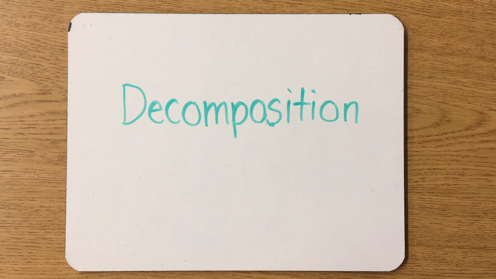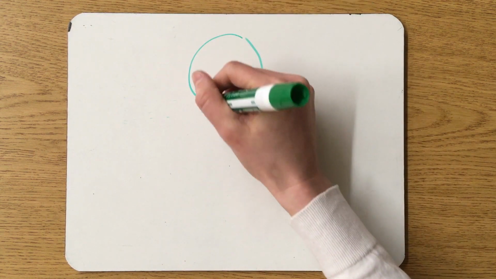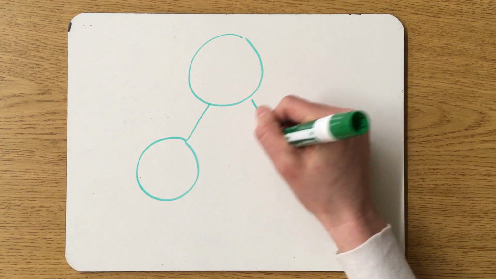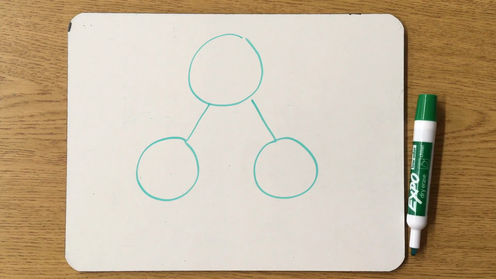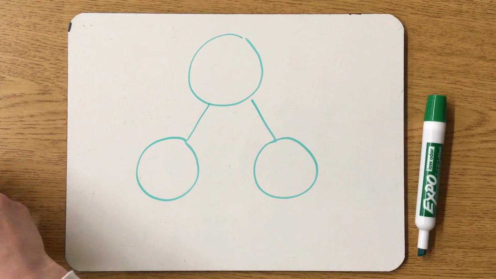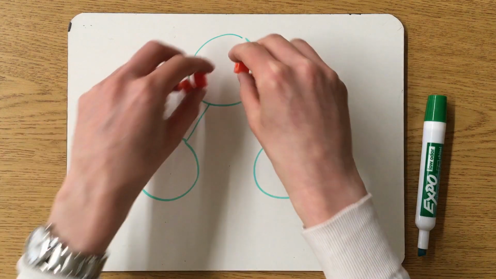Hi everyone, today's video is about decomposition as an addition strategy. In order to understand decomposition, we need to know what a number bond is. A number bond shows us how we can break a whole group into its parts.